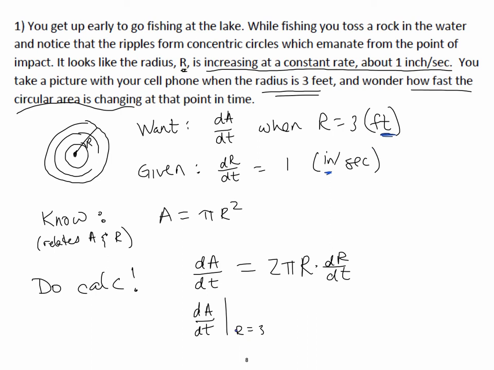Inches? So then instead of saying when r equals 3, what should I say? 36. Okay? So then that's going to be 2 pi times 36, right, times 1. And that's going to be in inches squared per second. Okay? So help me interpret the meaning of this number again. What does this number mean?